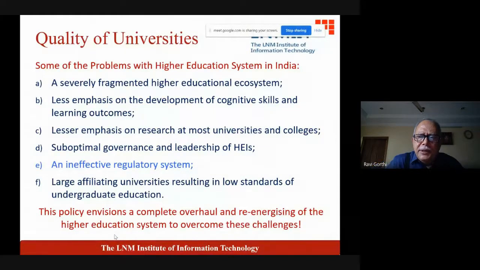Right? Many good organizations do that. Where are we in the last 3-5 years? Where do we want to go on a continuous yearly basis? Large affiliating universities resulting in low standards.